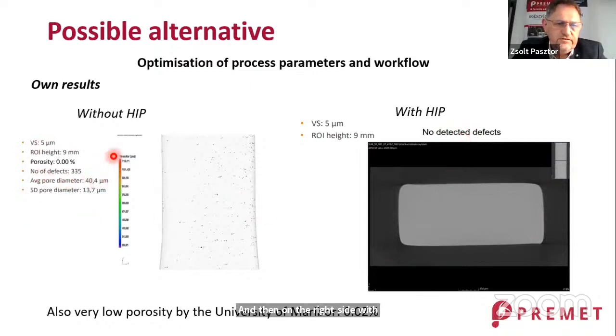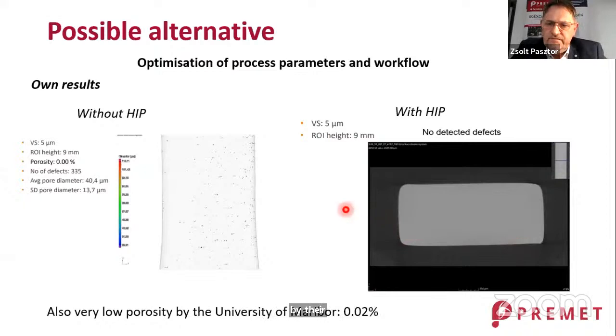So we can see here that the porosity could be reduced practically below 0.005%. The zero which is written here is due to rounding. The number of defects was reduced to 335, which I think is a quite good result. And with HIP treatment, practically all the defects could be eliminated, or at least at that resolution that was used by the scanning electron microscope.